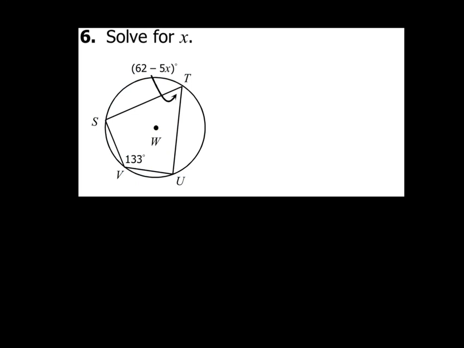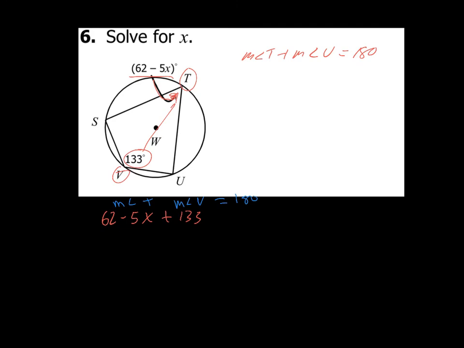Again, looking at it algebraically, I see that this 62 minus 5x is referring to angle T. And then I see that angle V across the street here, its opposite angle, is 133 degrees. So what do I know about 62 minus 5x and that 133? Well, I know that the measure of angle T plus the measure of angle V is equal to 180. So this is the measure of angle T, and this is the measure of angle V. So if they add up to be 180, then this equals 180.